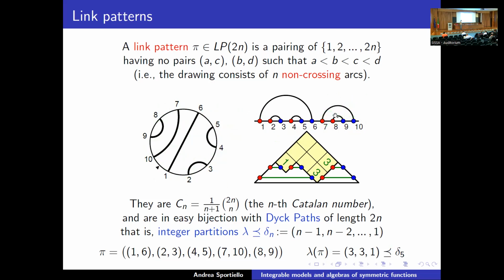You see what it is. There are Catalan of them, as is well known, and they are in bijection with what I should call integer partitions, 3, 3, 1 in these examples, which in this case are boxed in what I call the triangular integer partition, which is the maximal one that you could do here. And so this is Catalan many possible topological observables.